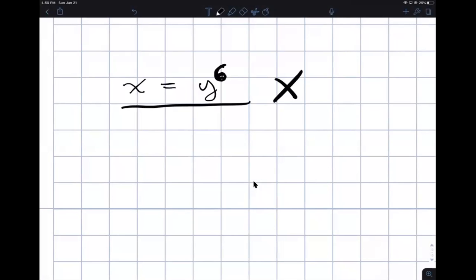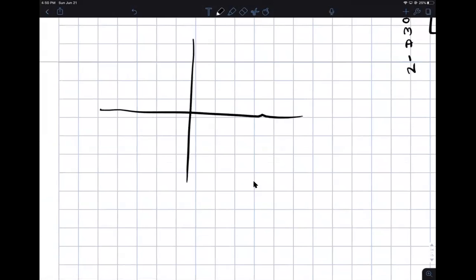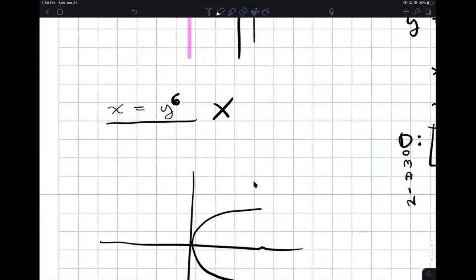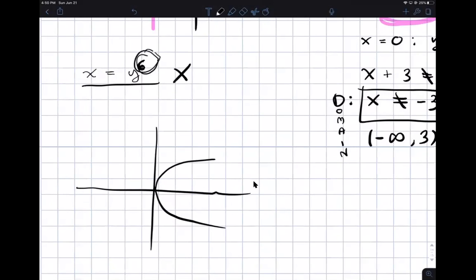All right, so just from that graph, it looked something like this. And also, it's to an even power. So knowing that, no matter what y is, x is always going to be even, right? Unless it's 0. So do you know what the range would be? Or not the range, sorry, the domain.